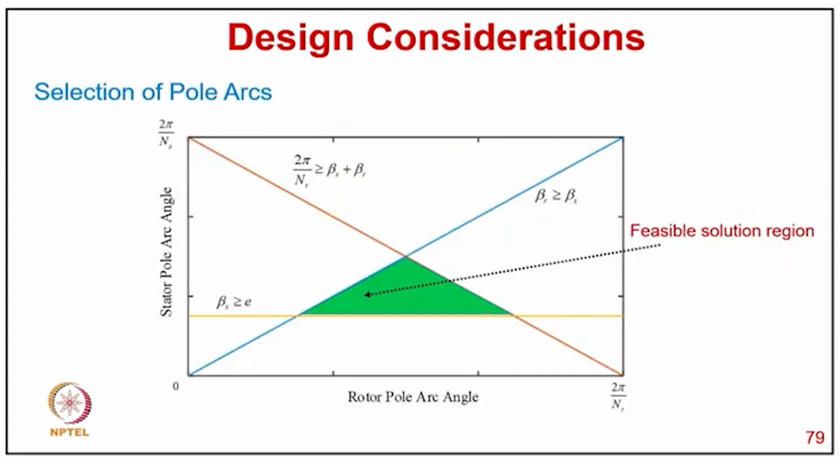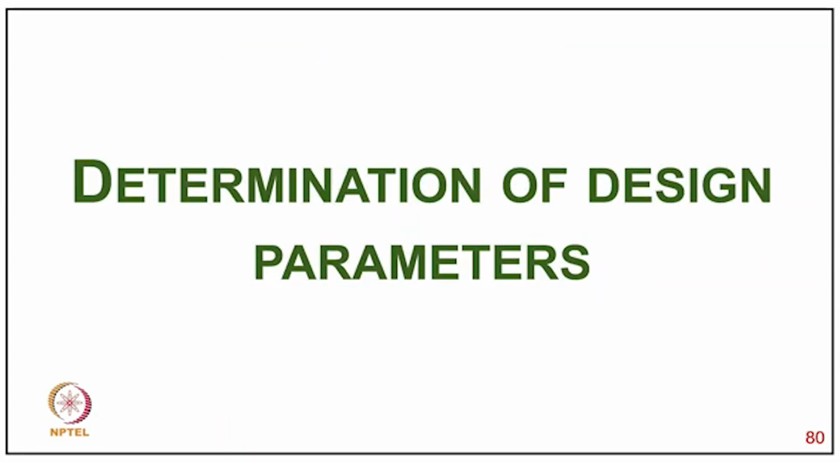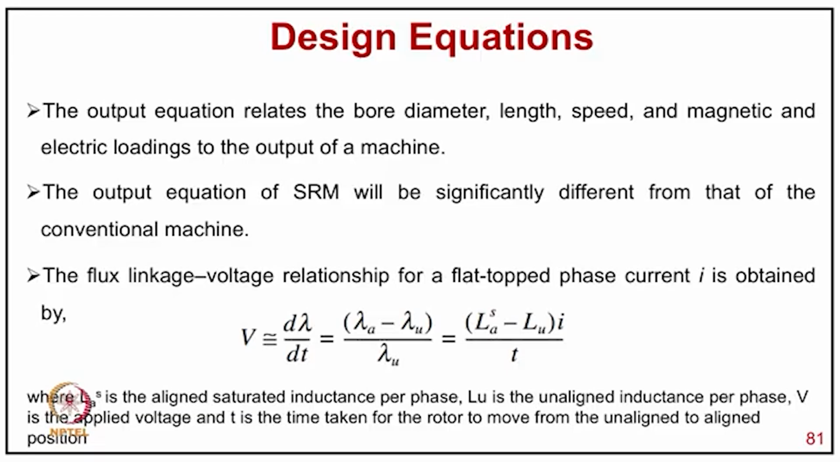Now selection of pole arc: as you can see in the diagram, here is the only feasible region. If you really talk about stator pole arc to rotor pole arc, only in this feasible region do we typically design the reluctance motor. Now coming to determination of design parameters. The output equation relates bore diameter, length, speed, and magnetic and electric loadings to the output of the machine. The output equation of an SRM is significantly different from that of a conventional machine.